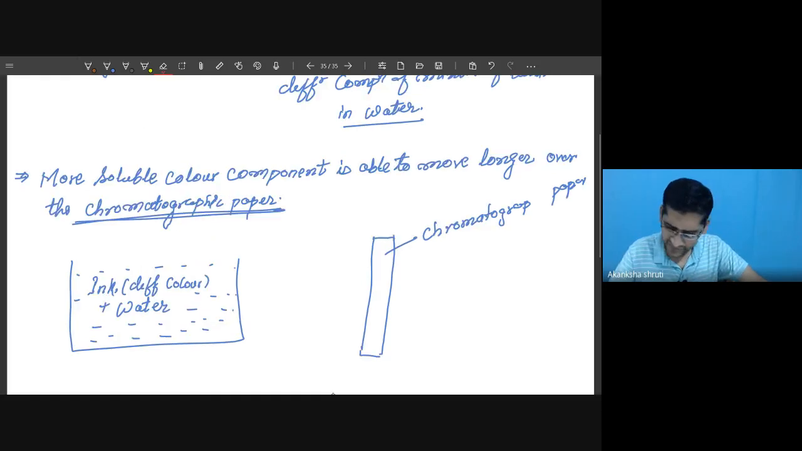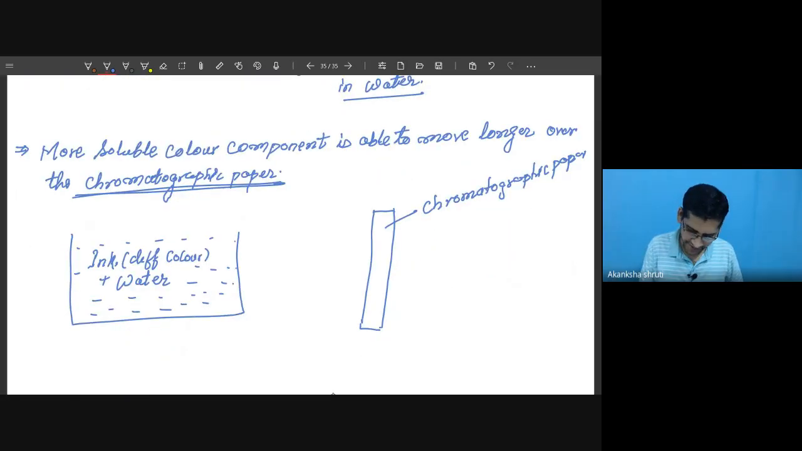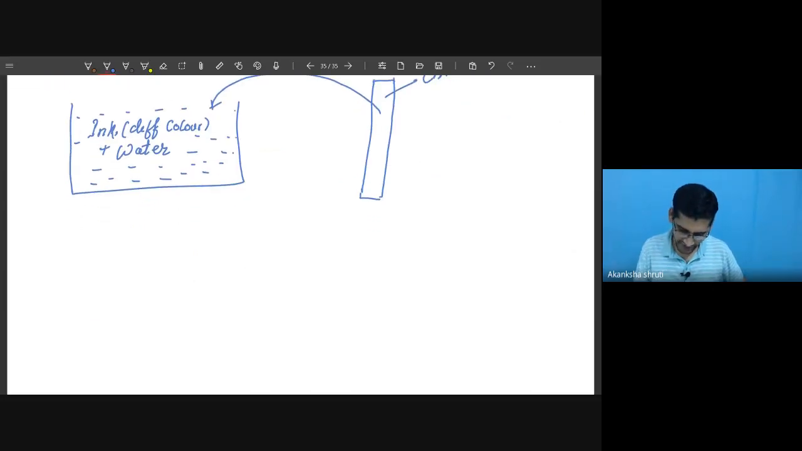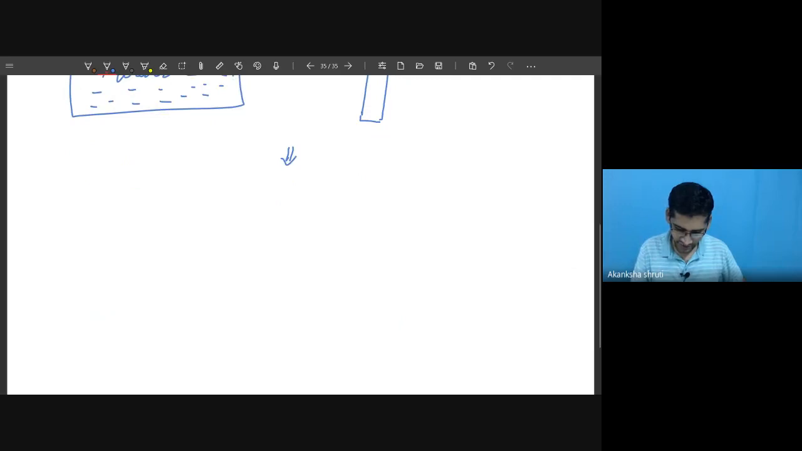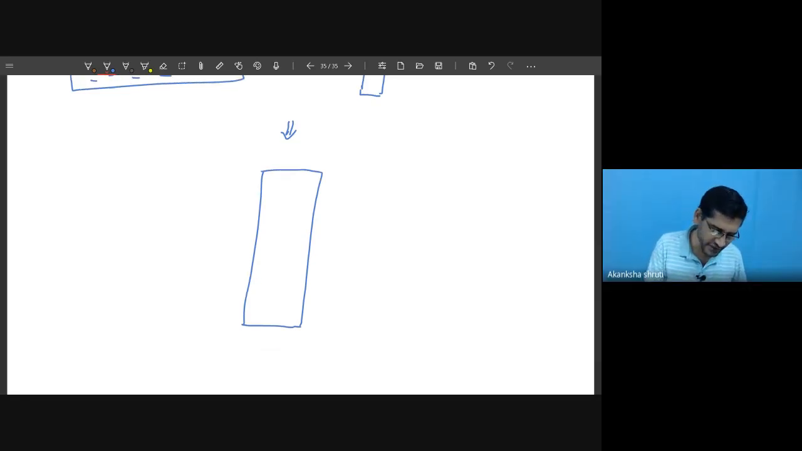let me complete this. Chromatographic paper. Now this paper is going to be either dipped into this one, or the ink is going to be placed over this. Then what you will observe is that it is going to produce the same strip. I am drawing a bit bigger one. Different colors. So different colors are able to get collected at different regions. Say this blue color is less dissolved in water, then it will be collected here. It will be the blue color.